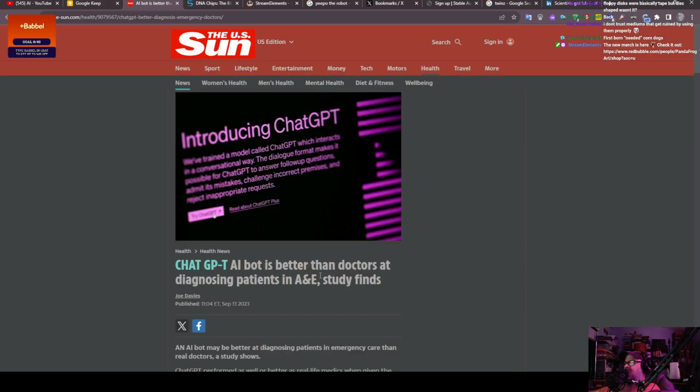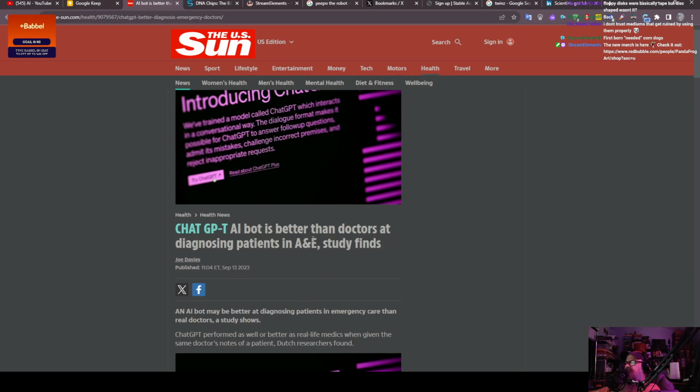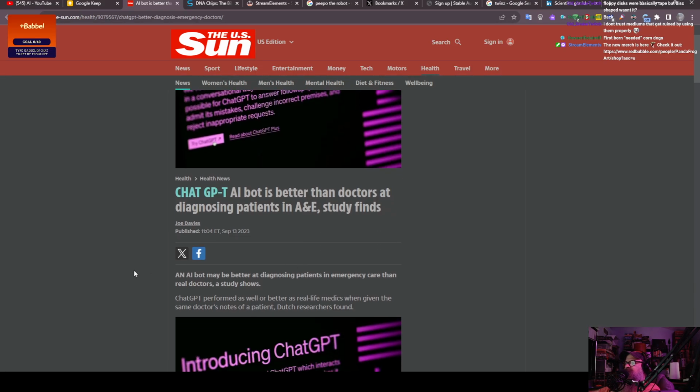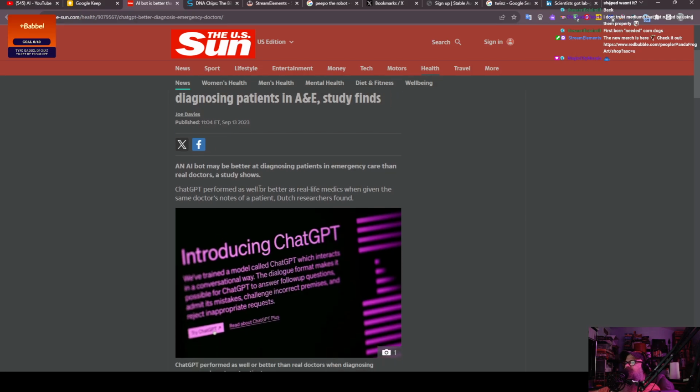ChatGPT AI bot is better than doctors at diagnosing patients in A&E, and the A&E is the emergency room. An AI bot may be better at diagnosing patients in emergency care than real doctors. What up, Magic? ChatGPT performed as well or better as real-life medics when given the same doctor's notes of a patient.